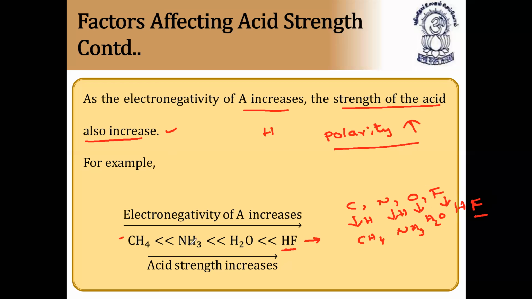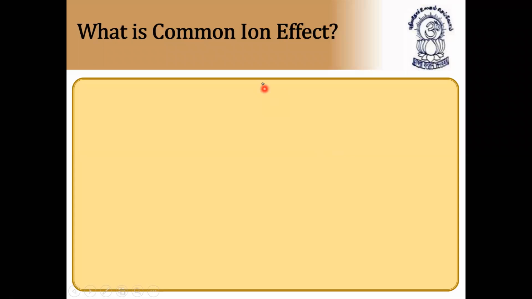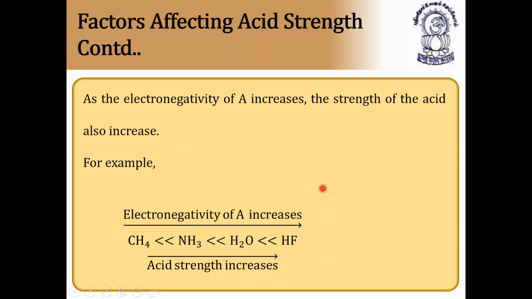Water is strongly acidic than ammonia. Ammonia is strongly acidic than methane. So, in this way, these are the factors affecting acidic strength. Mainly, we have three factors that I'll write in the recap. So before going to this, mainly it affects strength of acidic character increases.